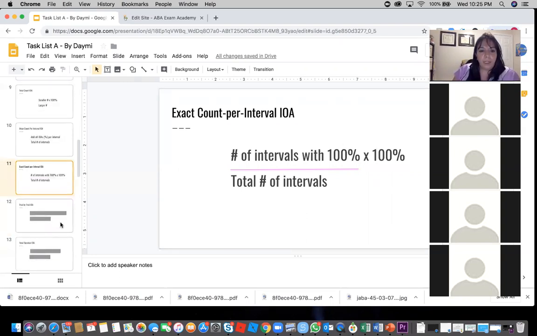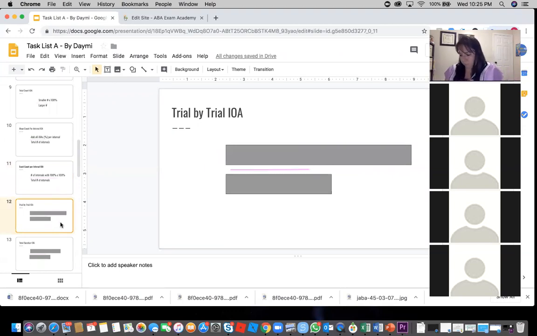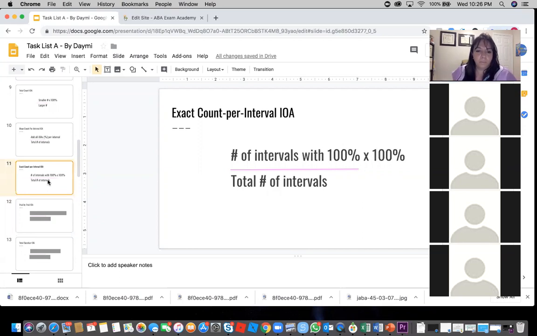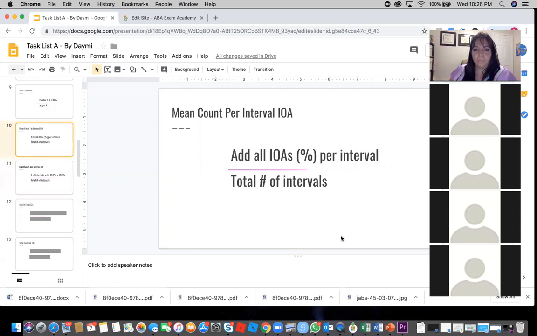All right. Now let's do trial by trial. Amy, real quick, because I know that I brought this up in the chat, and I was working on my PowerPoint. Mean count per interval. If observer 1 did not observe the event or the behavior, and observer 2 did not observe it, so you have a 0 and a 0, calculating each interval, it would be 0 divided by 0 times 100 would give you 0. But in that case, it would be an agreement, so it would actually be 100%, right? Exactly. Yes.